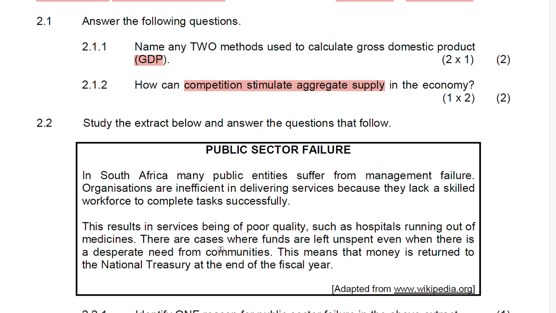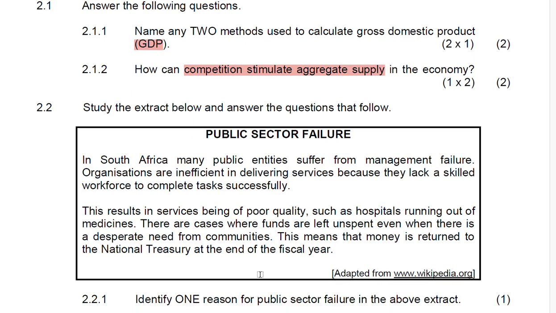These are cases where funds are left unspent even when there is a desperate need from communities. This means that the money is returned to the National Treasury at the end of fiscal year. So if you look at this article, it talks about the public sector failure. And they've highlighted the issues of the workforce, where the workforce that the public sector has is not skilled or suitable enough to deliver the service that is required.